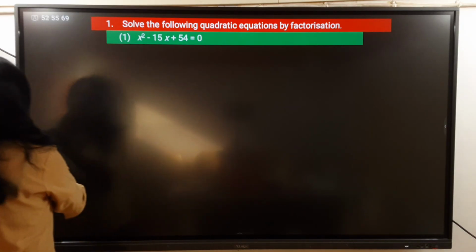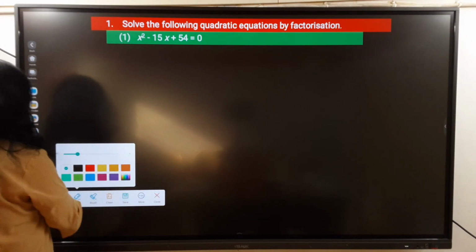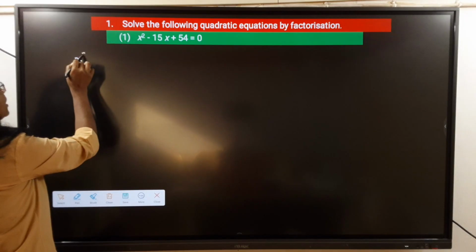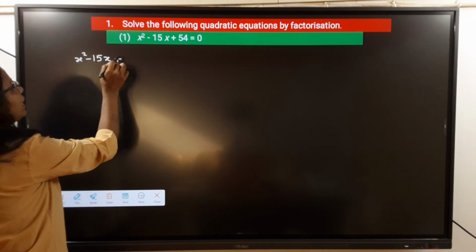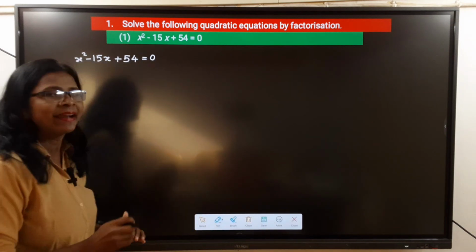So now here students, first I write down the equation as it is. Then by factorization method we have to solve this equation. So x square minus 15x plus 54 is equal to 0. Now we have to solve this equation with the help of factorization method.